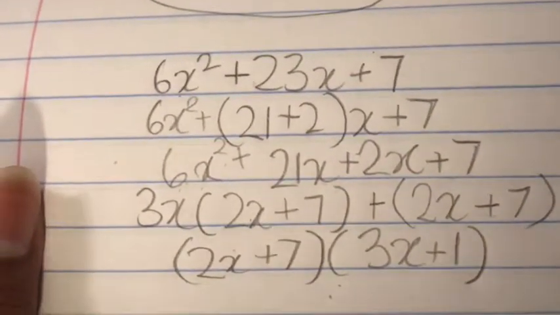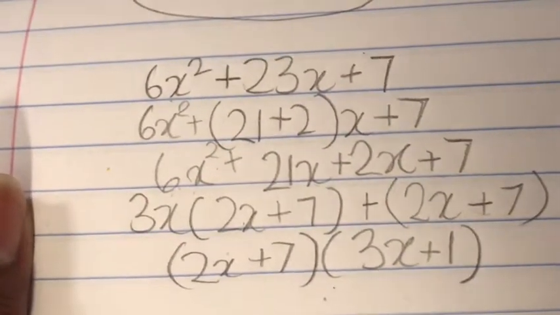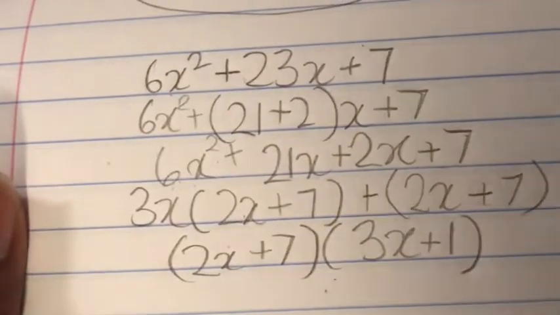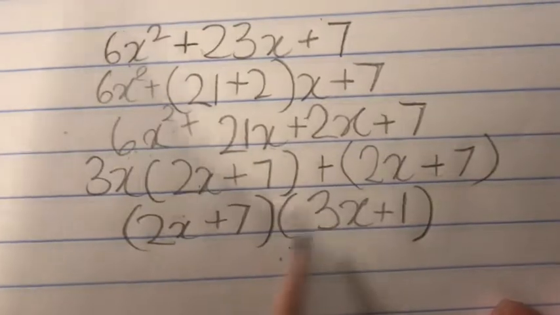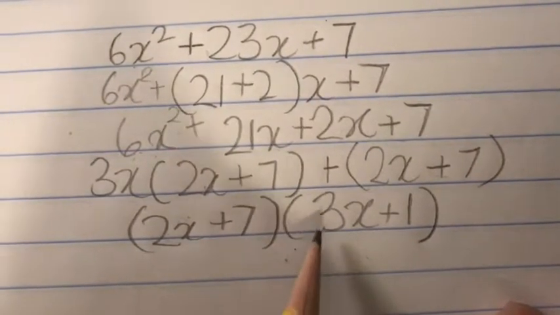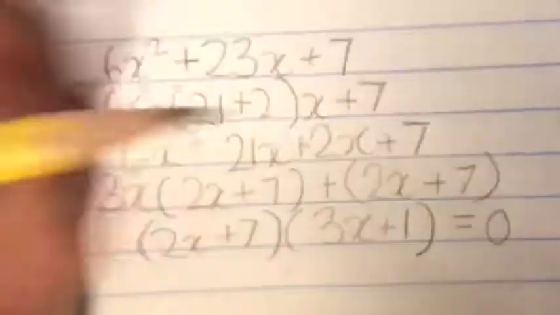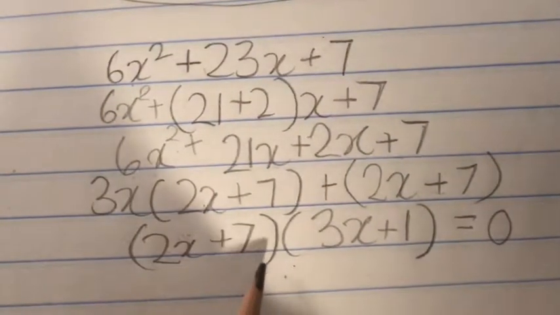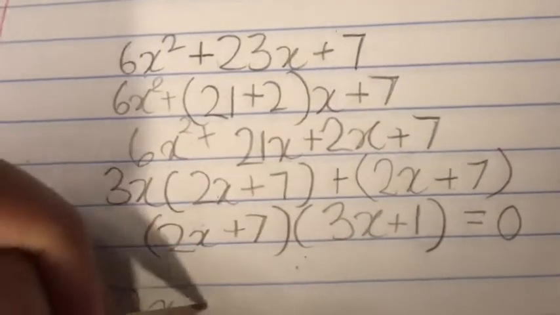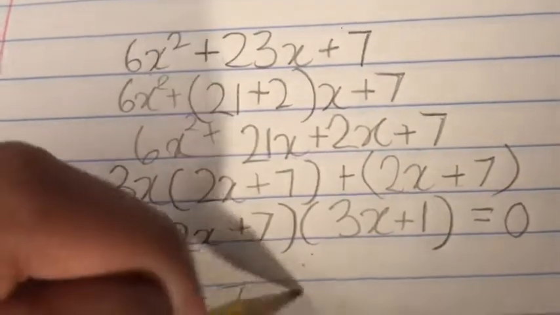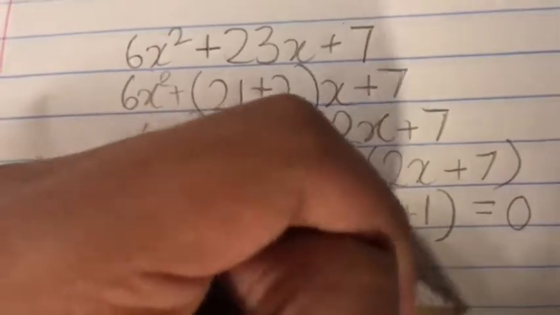Those are the basics of factorization. Now you use these in graphing. So here's an example: 2x plus 7 in brackets times 3x plus 1 in brackets equals 0. So 0 can either equal 2x plus 7 or 3x plus 1. You write these as two different equations: 2x plus 7 equals 0 and 3x plus 1 equals 0.